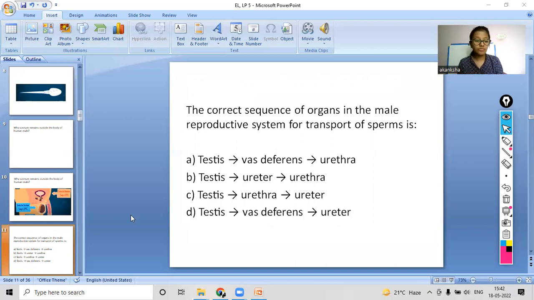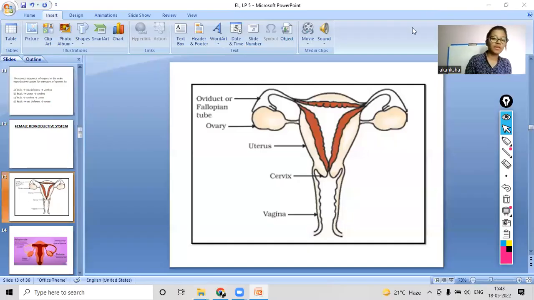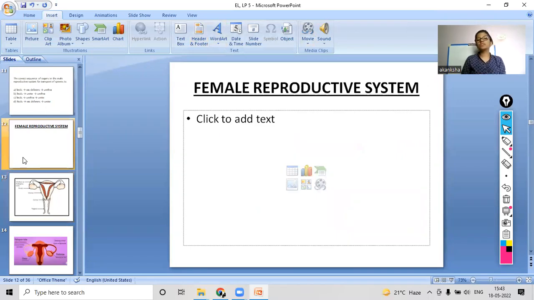So now we will move on ahead, right? Now we will move on to our next slide. So now we will move on ahead in our topic. Now I have a question. We just discussed the male reproductive system, right? Now we will discuss the female reproductive system, as you can see on the screen. First, we will start with a little question. You have to think of the answer.